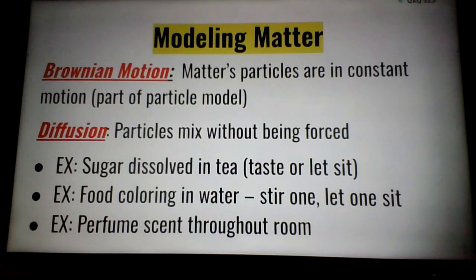Stir just one of those glasses and you'll see the color mix with the water very, very quickly. Let the other one just sit, and it'll take a while, but eventually, because of diffusion and Brownian motion, the one you did not stir will start to look very, very similar, if not almost exactly like the one that you did stir.